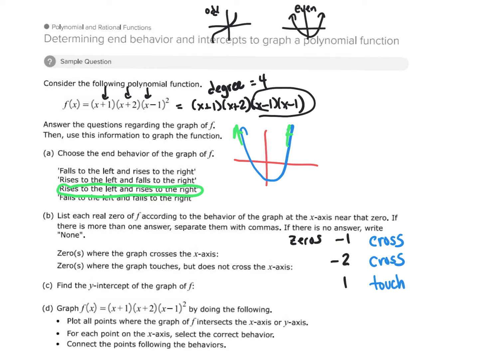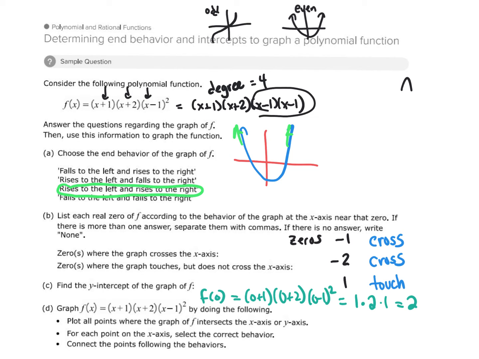Now the y-intercept, you can just simply plug in 0. That's true of really any function. So if I just plug in 0 to the function, I'll get 0 plus 1, I'll get 0 plus 2, and I'll get 0 minus 1 squared. So that's 1 times 2 times 1, which is 2.